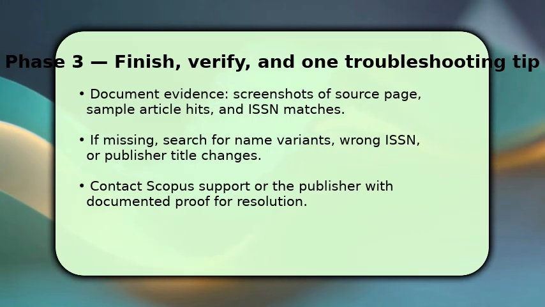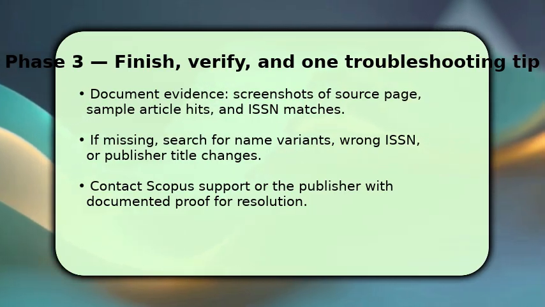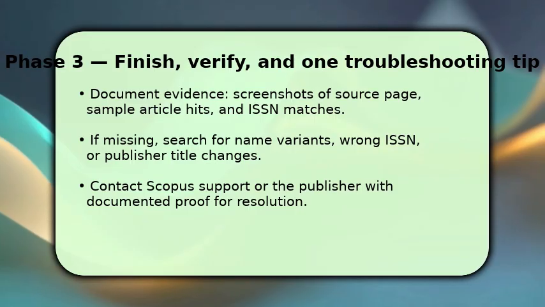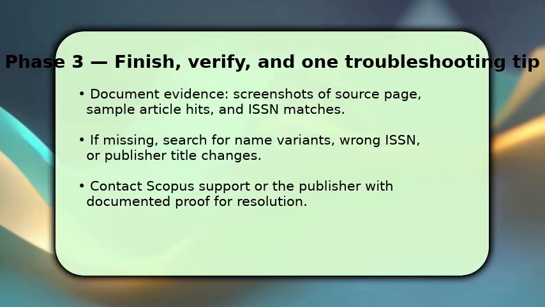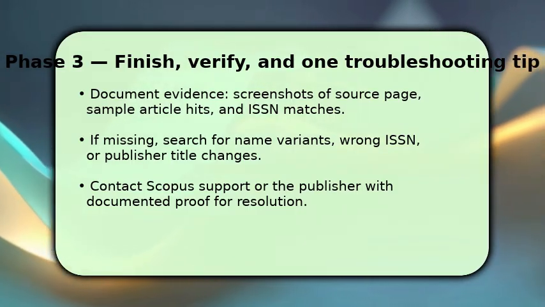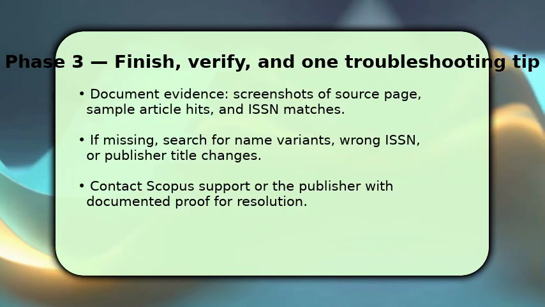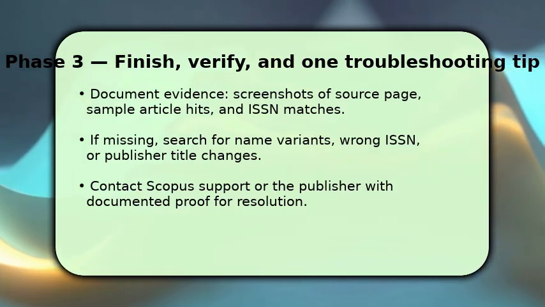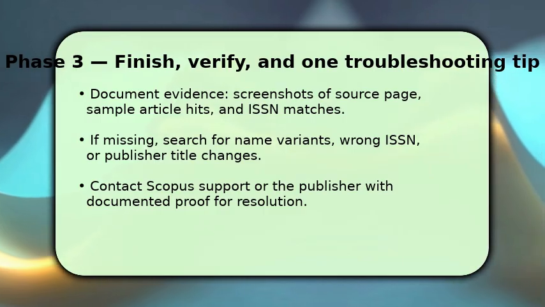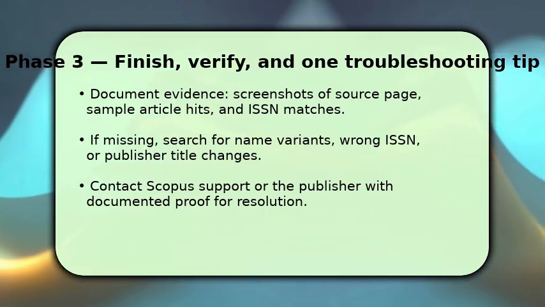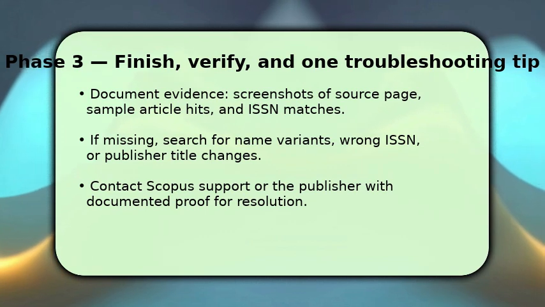Title variants, switched ISIN, or publisher renaming, these often cause misses. If discrepancies remain, contact Scopus support or the journal publisher with your documented evidence. Request clarification or correction. One troubleshooting tip: always try alternate ISIN and exact title spellings first. That fixes most false negatives.